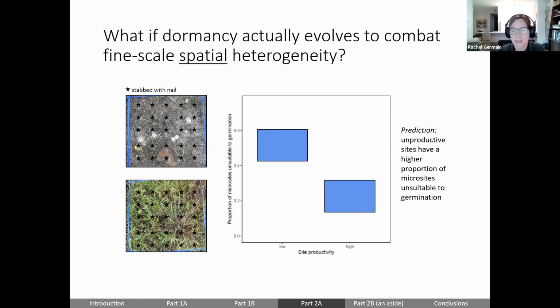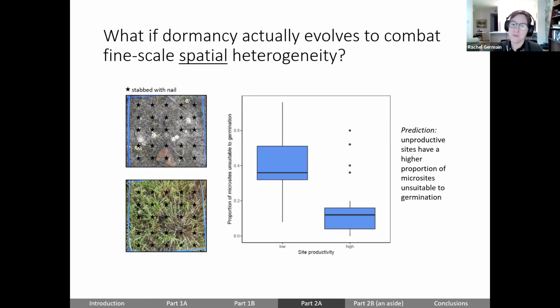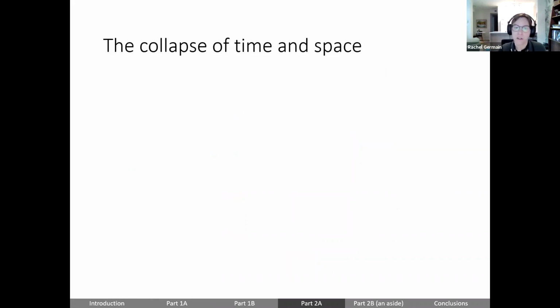And to test this, it's kind of basic in this case, but we stabbed it with a nail and asked, can this be penetrated at all? So very much a conservative measure, like how rocky is this, that kind of thing. And when we do that, that is in fact what we find. In those unproductive sites, if you were a seed and you were to land in 80% of that site, you would be unable to actually root there because you're probably encountering a rock. So this is supported.